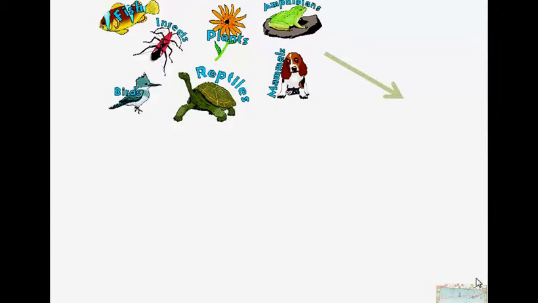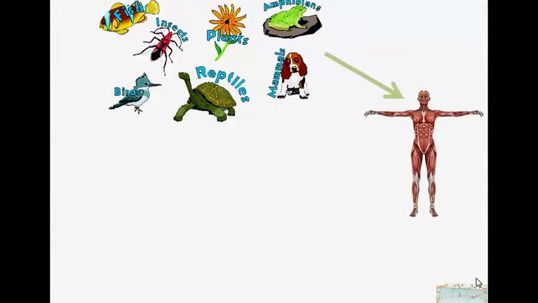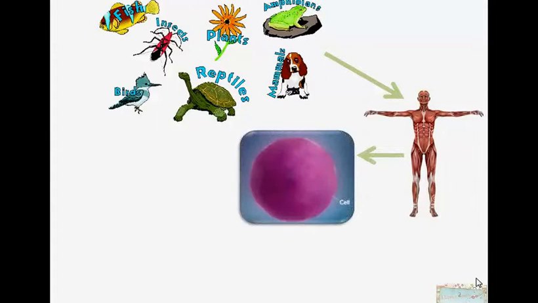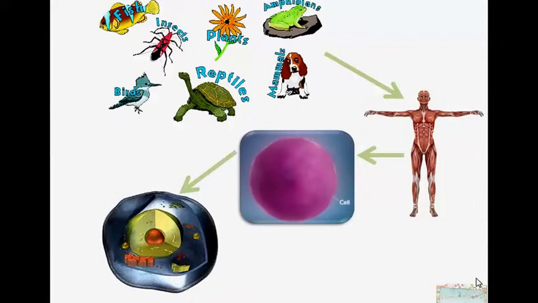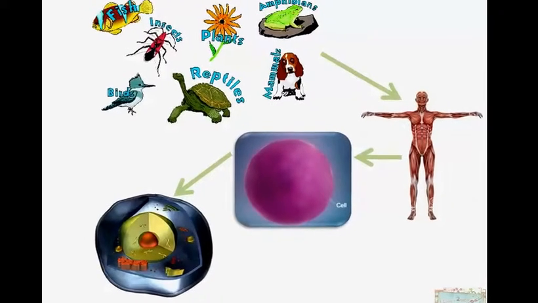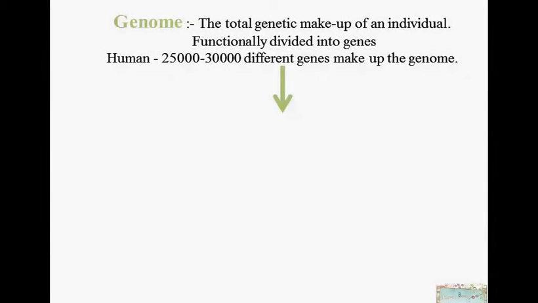So let's zero in on Homo sapiens. Now, the human body consists of millions of cells, and each of these cells has a nucleus. Deep inside the nucleus is an amazing molecule which is called DNA, or deoxyribonucleic acid. Sections of this DNA are called genes, and together all genes in the body make up the genome. So what exactly is the genome? The total genetic makeup of an individual is known as the genome.